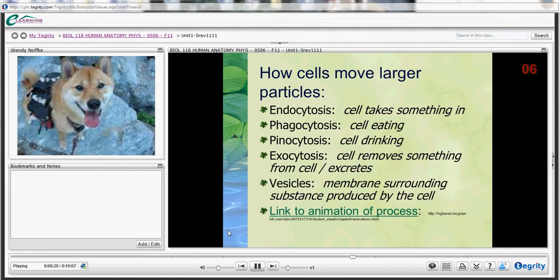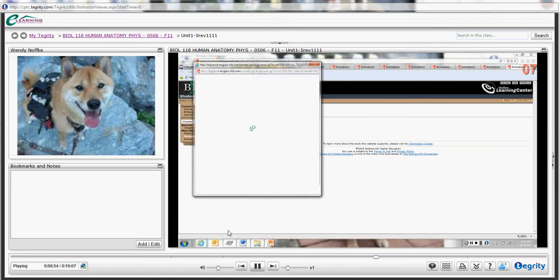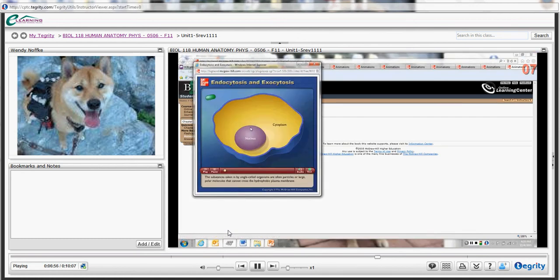Some substances are too large to use active or passive transport. When these substances are too large, the cell has another means to get them in. One of them is endocytosis, which means the cell is taking something in or engulfing something. When there is a solid particle, we refer to it as phagocytosis, which literally translates to cell eating. Pinocytosis means cell drinking. In both of these cases, the cell will wrap itself around the particle and engulf it.